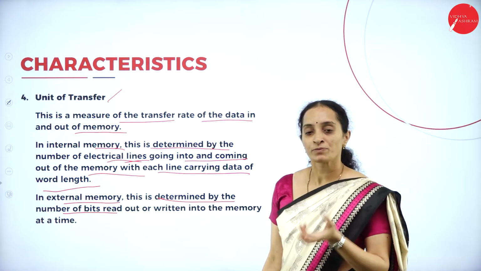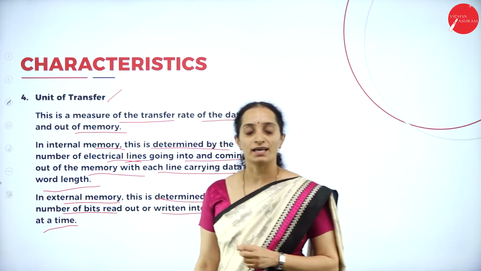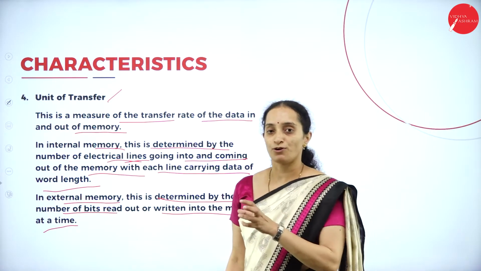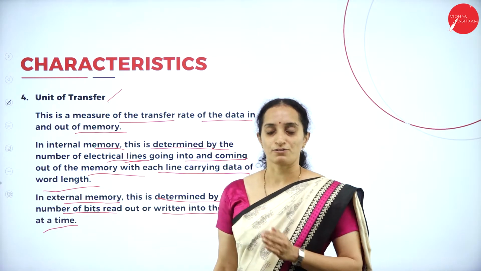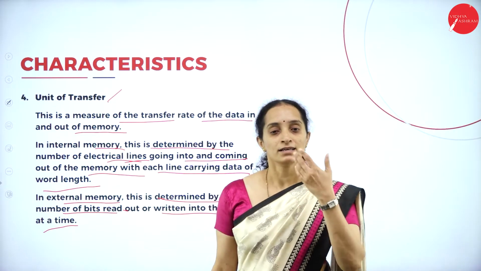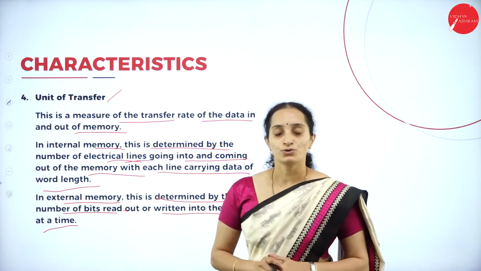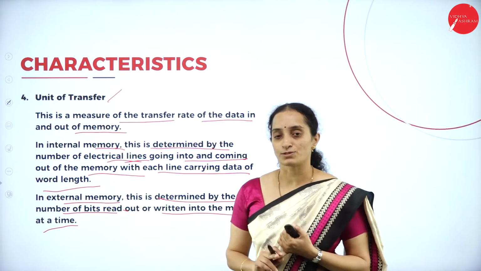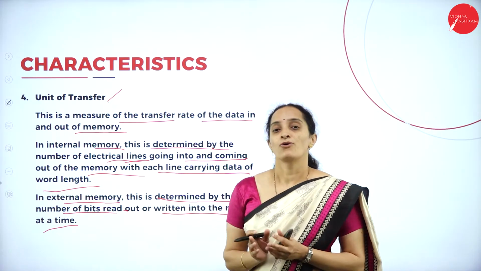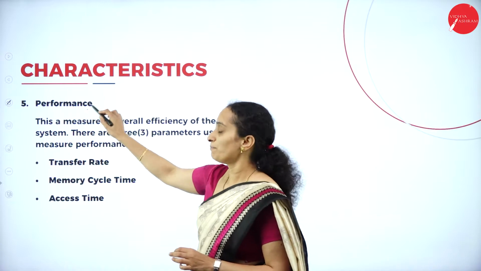If it is a pen drive, how much data has been read or written into the memory at a time. Like you have written 50 bytes of data, 50 MB of data, or 500 bytes of data. The number of bits that has been written into the device or read from the device will be considered as the unit of transfer. It will be in terms of bits, whereas in internal memory, it is the electric lines coming and going out of the memory.